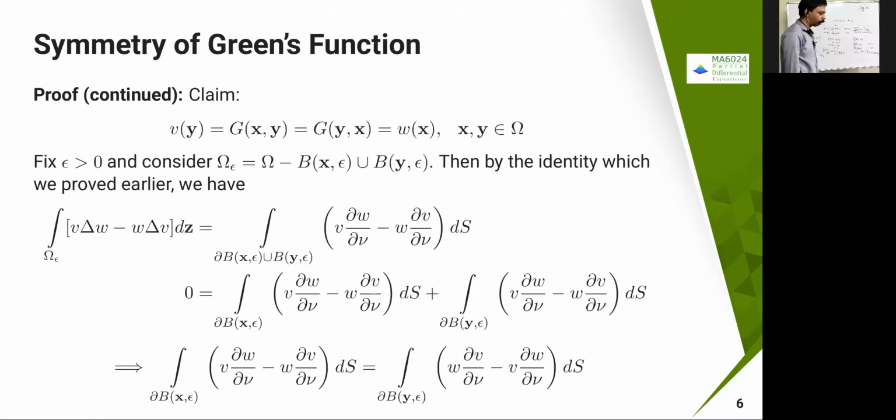So I am going to split that into two terms. Because dou omega epsilon includes the boundary of B of x comma epsilon and B of y comma epsilon, we split it into two parts. On dou omega, the term is going to become 0, so that is no problem. Only B of x comma epsilon and B of y comma epsilon are a problem, so we cannot apply that directly. In that case, I'm going to apply it on B of x comma epsilon.